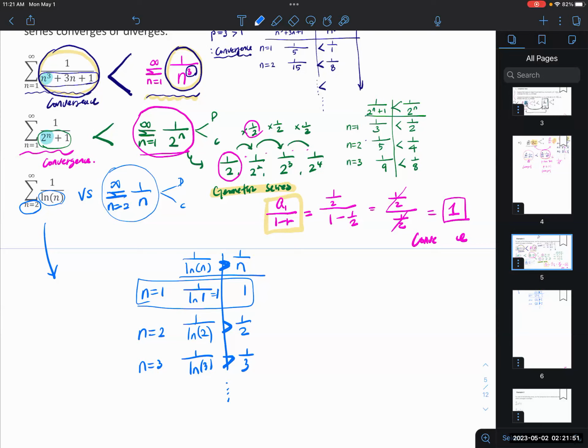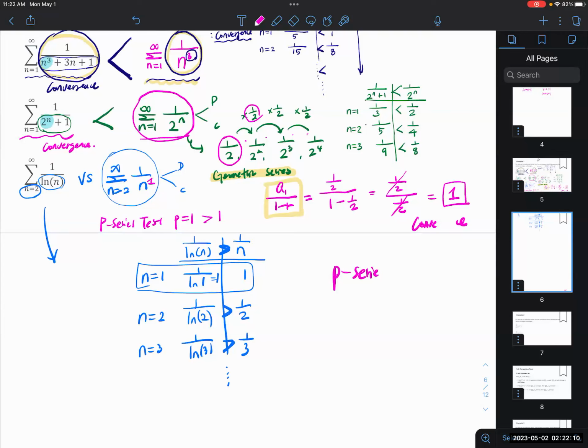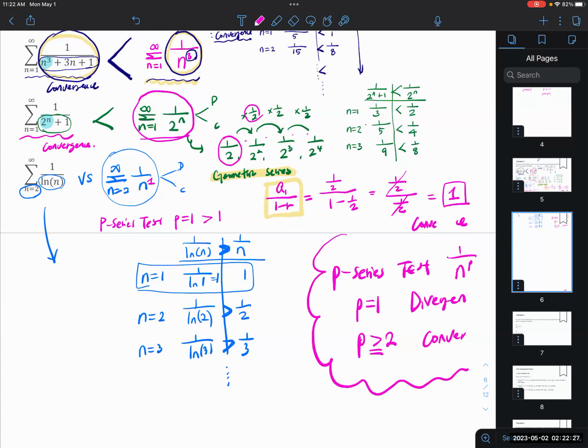So what I know, 1 over n, this is a so popular one. So now you can use a p-series test, because there's an invisible 1. P equal to 1, it's not greater than 1, so it is not convergence. Do you remember the p-series test? P equal to 1 is always a divergence series. P greater than 1, then it's convergence. 1 over n to the p. So therefore, this is going to be divergence.